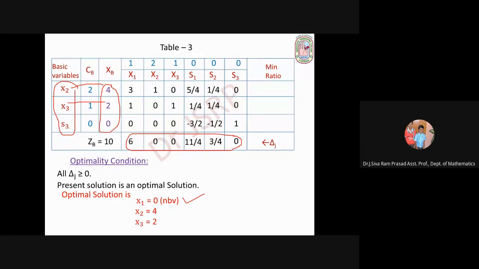You need not write S3. Since it is a slack variable, we don't bother about it. So we have to write only decision variables. And objective function value, max Z equal 10. This is the optimal value, that is max Z equal 10. So this is the optimal solution to the problem.